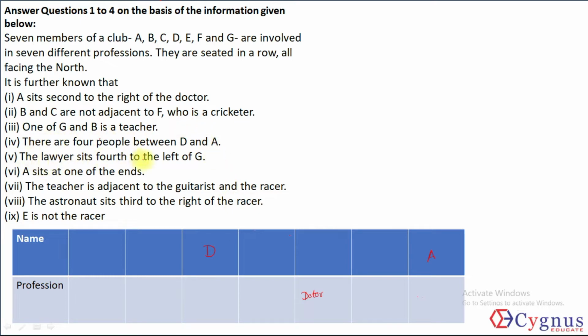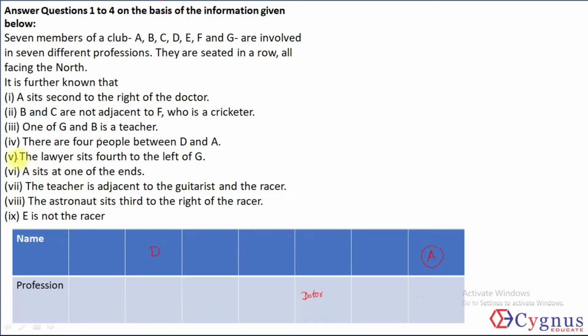The lawyer sits fourth to the left of G. What's the name of this person? A. He's not G. That's why lawyer cannot sit fourth to the left of this person also. Yes or no? Lawyer sits fourth to the left of G. 1, 2, 3, 4. How many people were there between A and D? It was given that there are 4 people between A and D. This is already A. So I made a mistake here. This is not D. This person must be D.